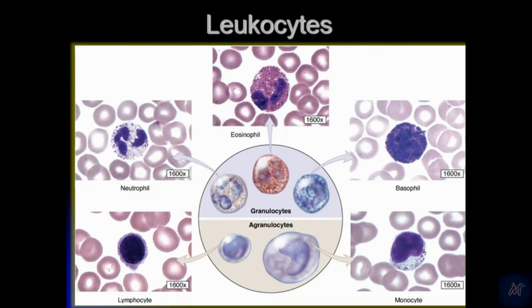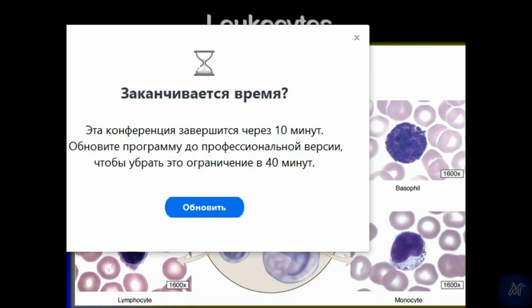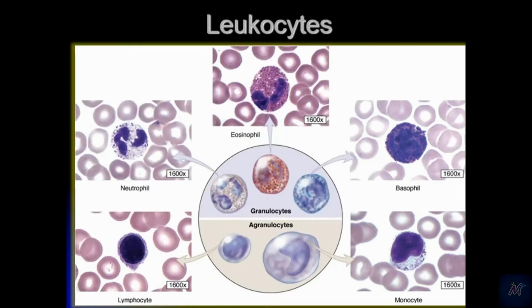What about classification? Some types of leukocytes contain specific granules in the cytoplasm, and other types don't contain any granules. So, depending on the presence or absence of granules, leukocytes can be classified into granulocytes and agranulocytes. Granulocytes are neutrophils, eosinophils, basophils. Agranulocytes are lymphocytes and monocytes.